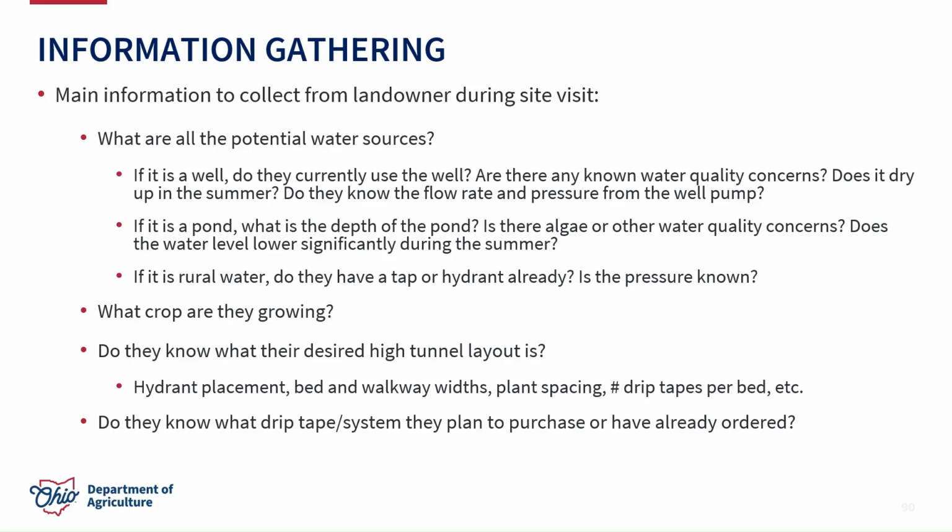Lastly, do they know what drip tape or system they are planning to purchase? This would be beneficial for us to have when we go into the design phase. We can go ahead and design the system for this exact tape that they're going to use, rather than making an assumption and having to as-build later based off of the specific one that they purchase. And then while you're out on the site, you're also going to be taking a topographic survey of the area for the high tunnel to identify your slope of your zone, the slope of the beds, as well as get your survey points that are appropriate for whichever water sources you will be analyzing and the pipeline that will be going to the tunnel.